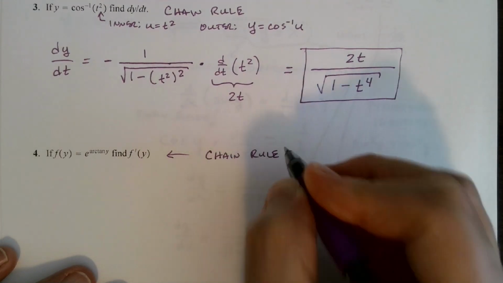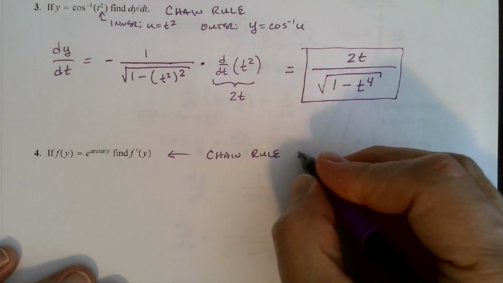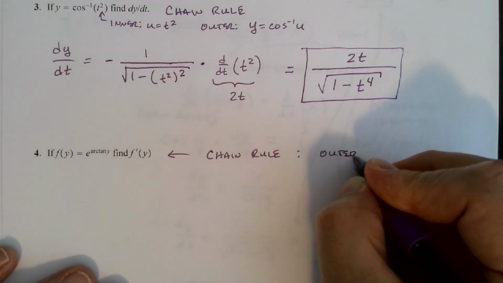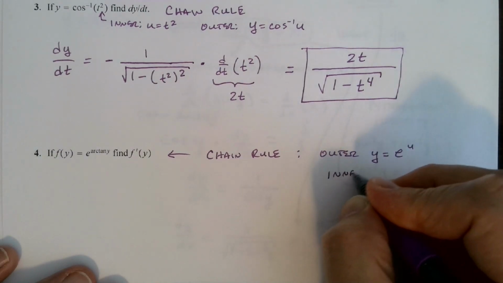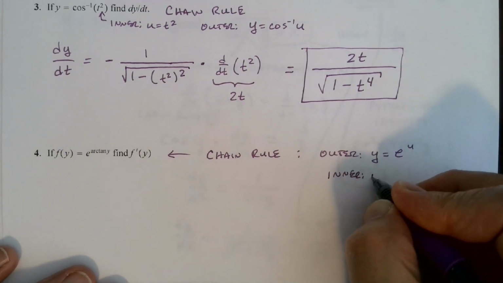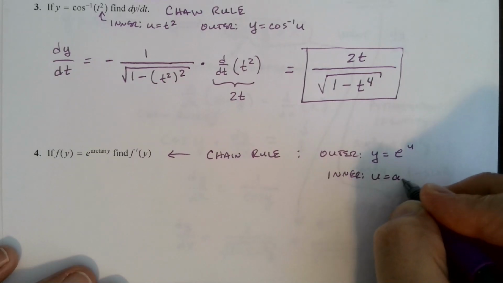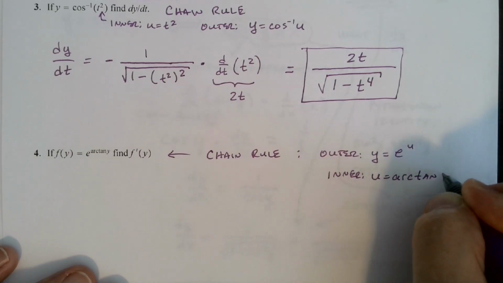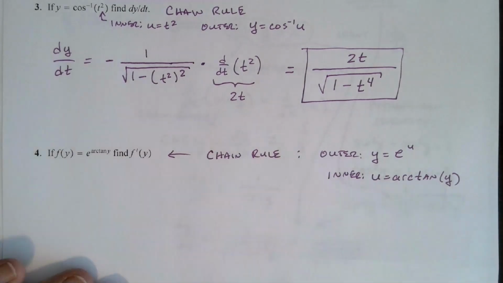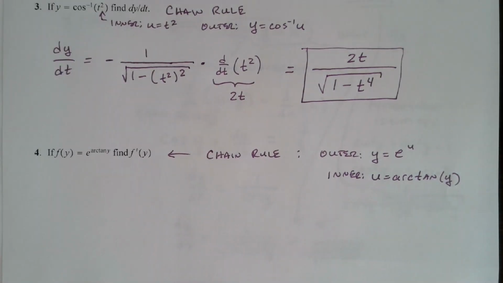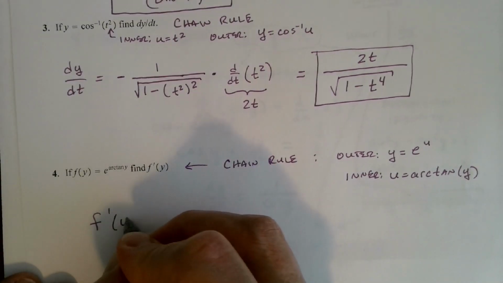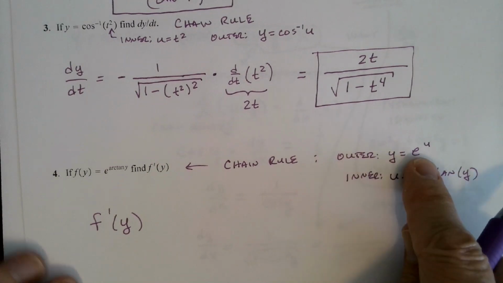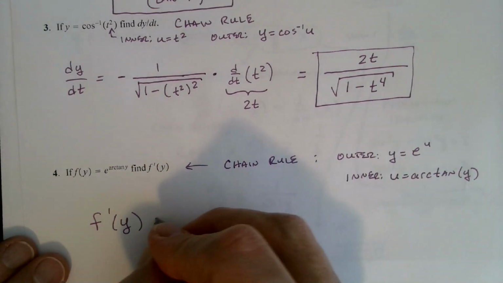You see we have the outer function, y equals e to the u. Inner function, u is arctangent of y. I'll put the y in parentheses there. So arctangent of y. Okay, so how do we proceed? The derivative by the chain rule is what? The derivative of the outer function. What's the derivative of e to the u? It's just e to the u.